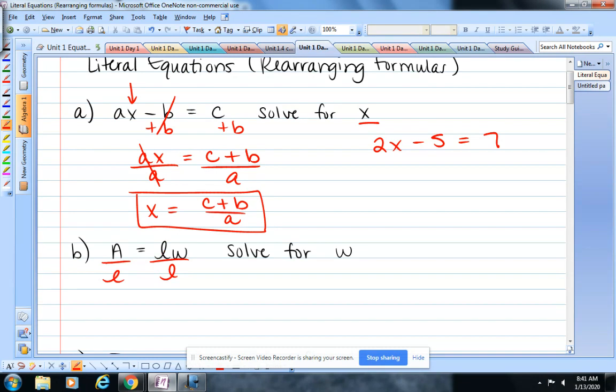Divide by L. So W's by itself already, isn't it? So area divided by the length equals the width. Final answer. Whatever variable they tell you, you just want to get that one by itself. And once it's by itself, you're done.